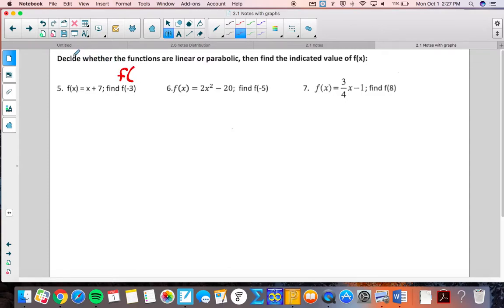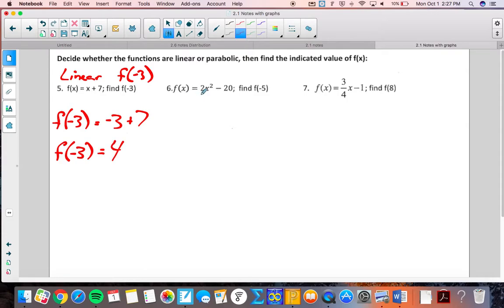So decide whether the functions are linear or parabolic, and then find the indicated value of f of x. So first of all, this is linear because there's no exponent on the variable. And so what is y when x is negative 3? We'll plug in negative 3 for x. F of negative 3 is 4.